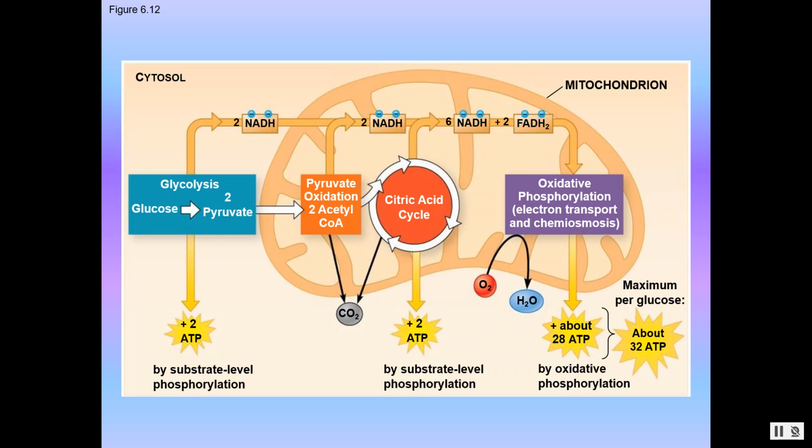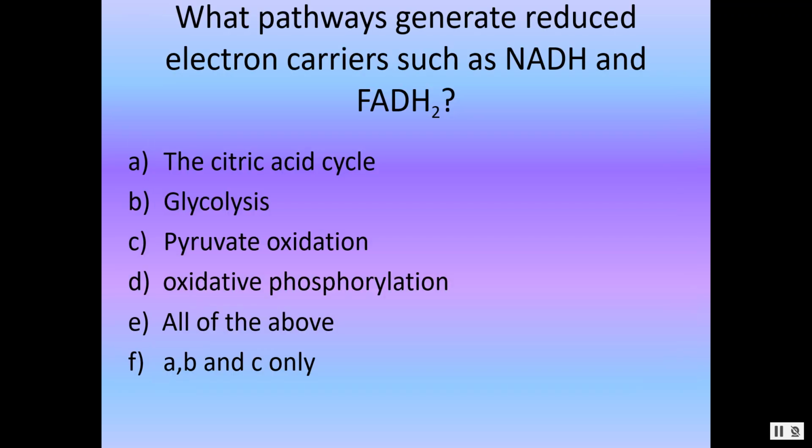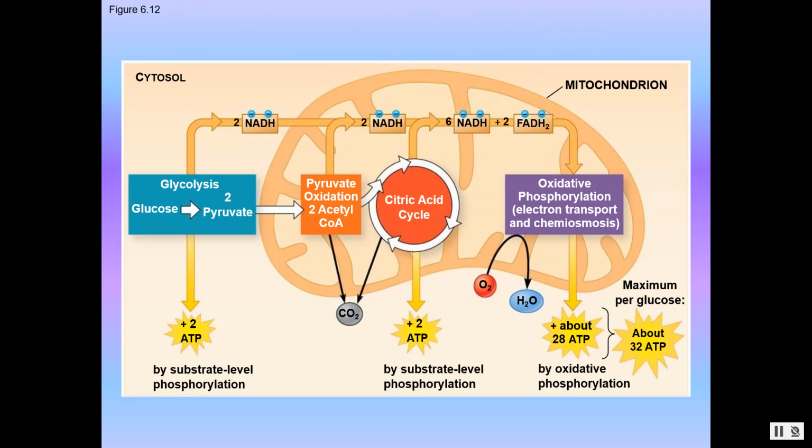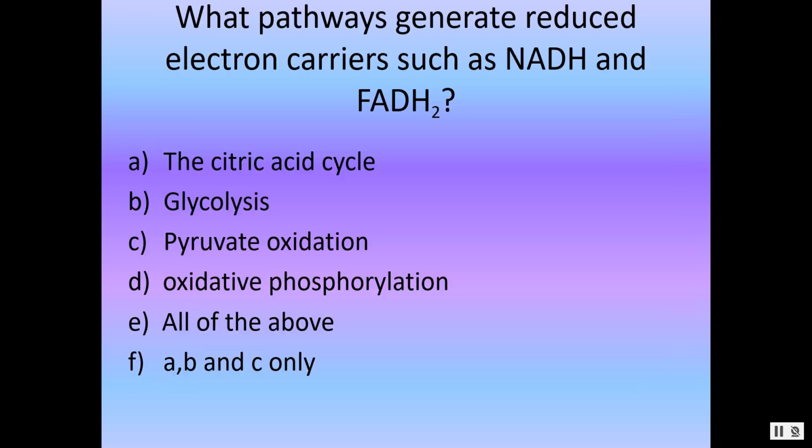All right, so this is an important one. Here's a question. What pathways generate these electron carriers? Where do we get NADH and FADH2? Glycolysis creates NADH. The pyruvate conversion creates NADH. And the citric acid cycle creates NADH and FADH2. Those are important to note. So this question would be A, B, and C. Oxidative phosphorylation doesn't generate them, but it uses them up.